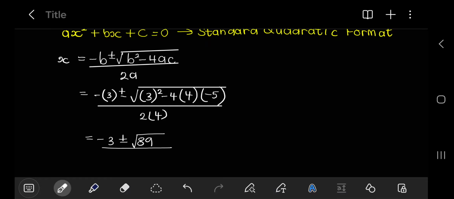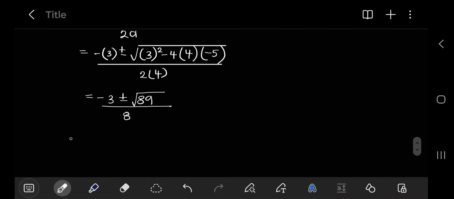And in the denominator, 2 times 4 is 8. So working with the plus, we get x is equal to positive 0.80. And remember, the question specifically said that they want 2 decimal places. Or x is equal to, when you work with the negative, you get negative 1.55.